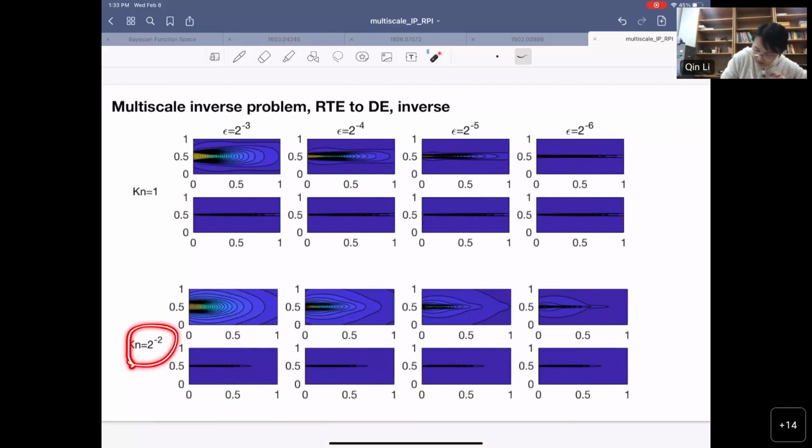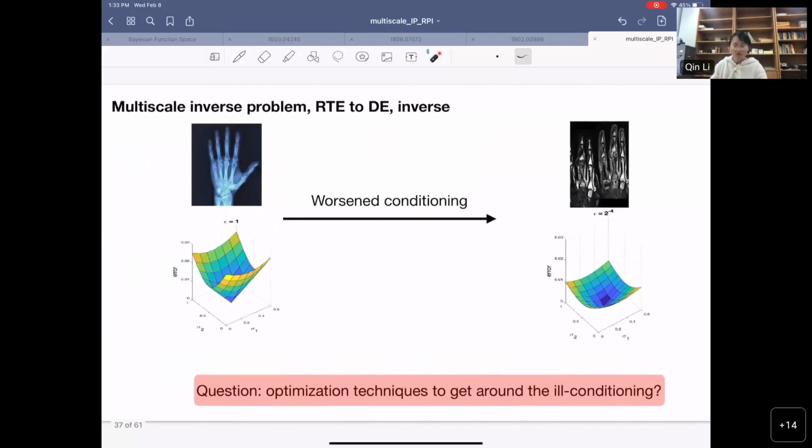But when your Knudsen number is small, even if your beam is very thin, the simulation of the radiative transfer versus the simulation of X-ray, they are very different. X-ray is well-posed, and this inverse radiative transfer is ill-posed. Okay, so let's come down to the question for the optimization audience. We have a problem that changes from a well-posed problem into an ill-posed problem.